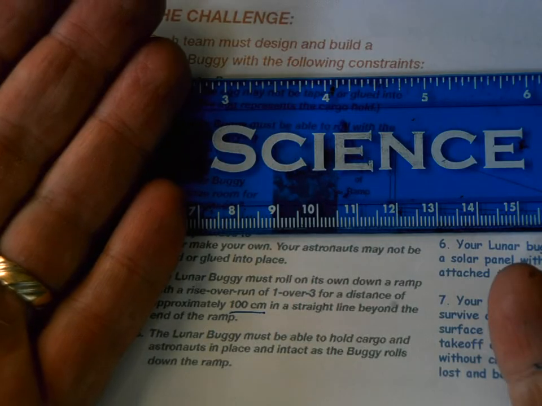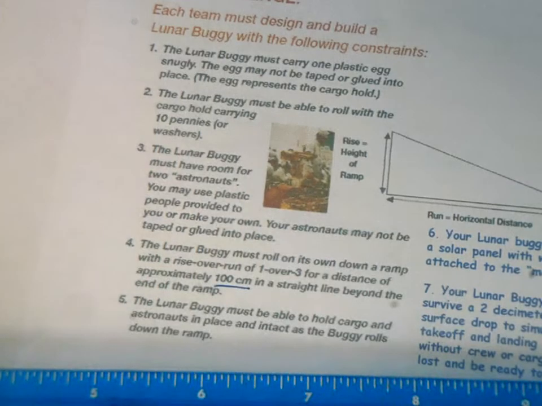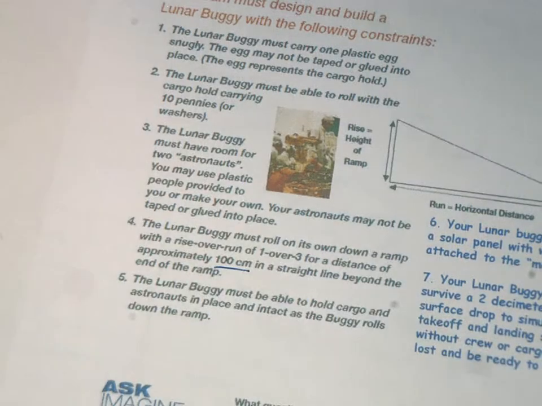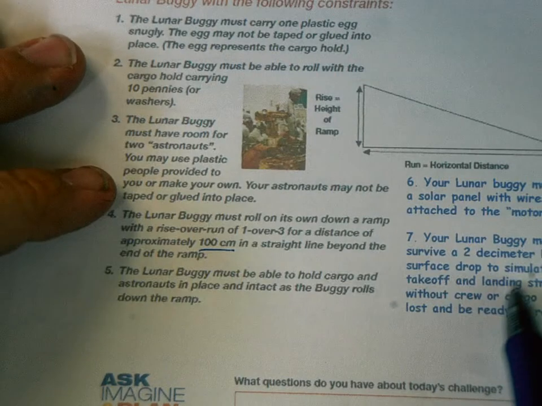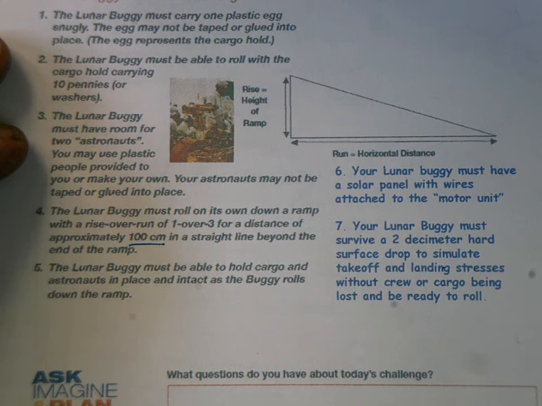It has to survive and be ready to roll. So before you do your final testing, we're going to drop it that distance, make sure it survives. Sorry, I got it out of order here. That's to simulate the stresses of takeoff and landing. And when you do this test, the crew and the cargo must not be lost. It has to still be in there. It has to be able to drop. It has to roll down the ramp afterwards, and the cargo and the people stay in.